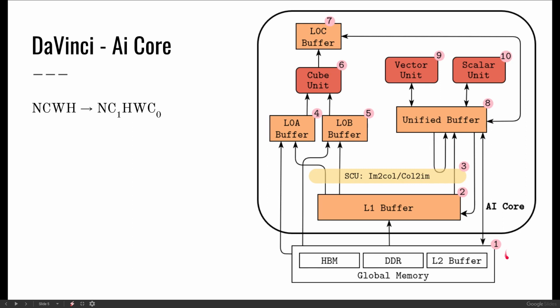The last component that is relevant to us is the global memory, which is outside of the AI core. The chip, the DaVinci 910, has 32 Ascend AI cores, and the global memory is shared among them. You have an L2 buffer, a DDR, and an HBM memory.